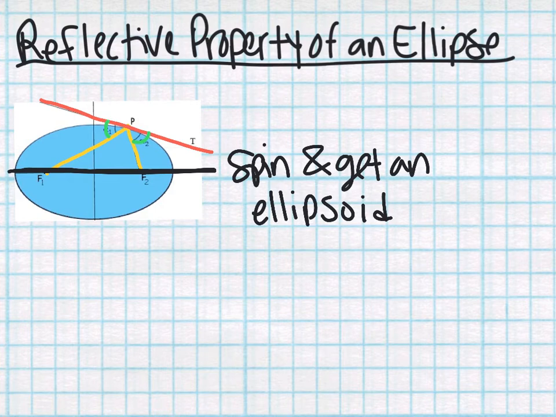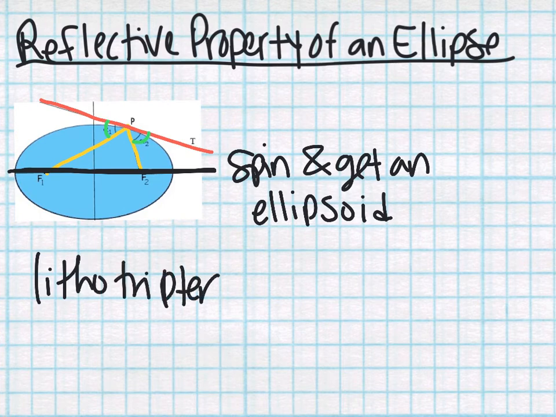This is also used in healthcare sometimes. They have this thing called a lithotripter. What it does is emit underwater ultra-high frequency shock waves from one focus, and they place a person who has a kidney stone in the water at the other focus. The shock waves are really good at breaking down kidney stones.